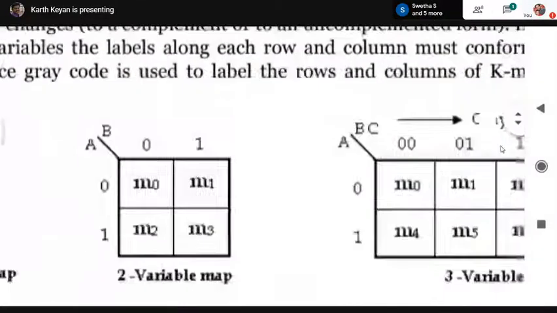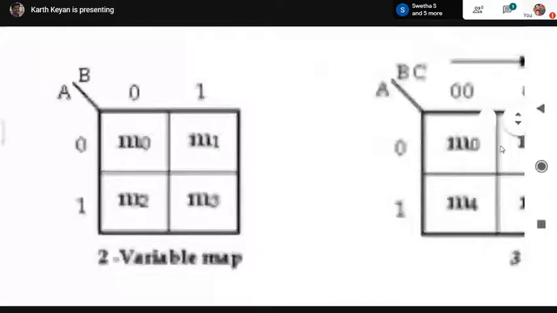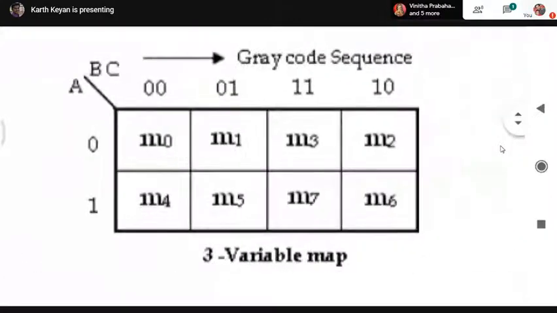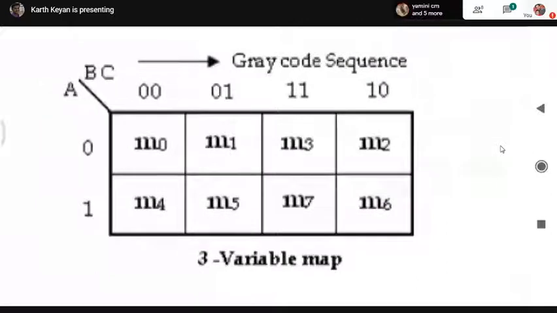This is going to be a 2 variable map: 0, 1, 2, 3. This is going to be a 3 variable map: 0, 1, 3, 2, 4, 5, 7, 6. Small m means minterms. It is also called a sum of products, all products combined with the sums. We will see this in future.